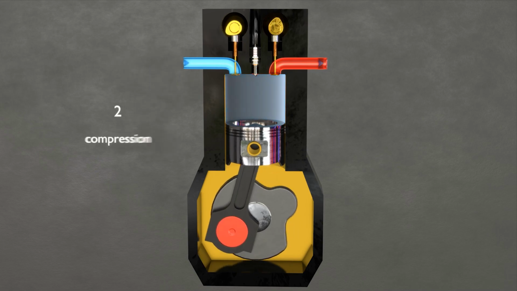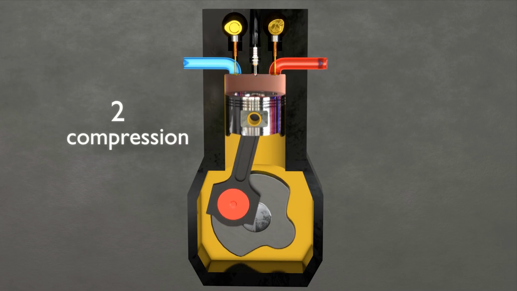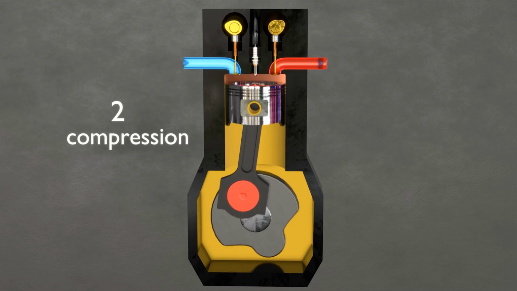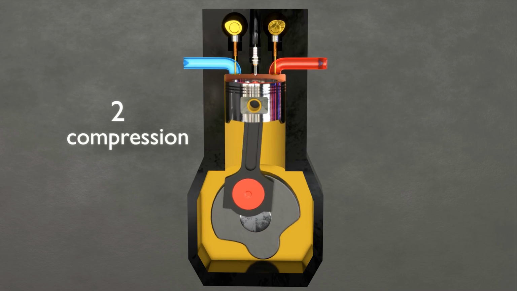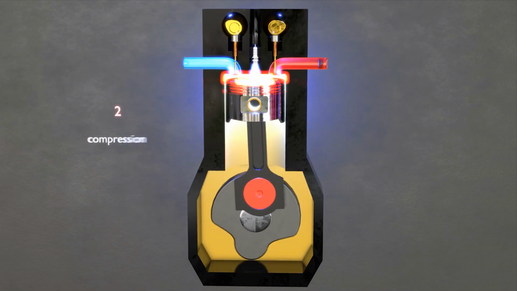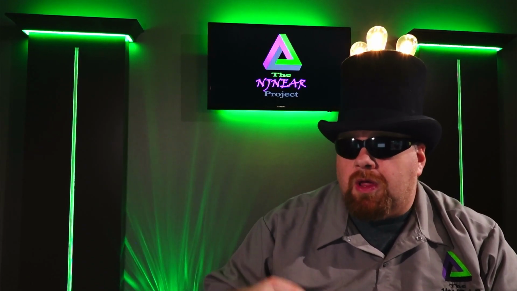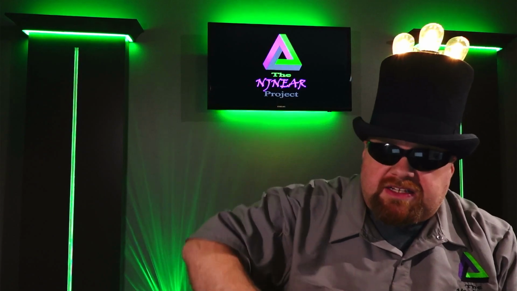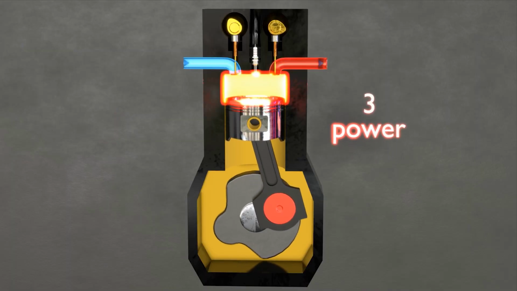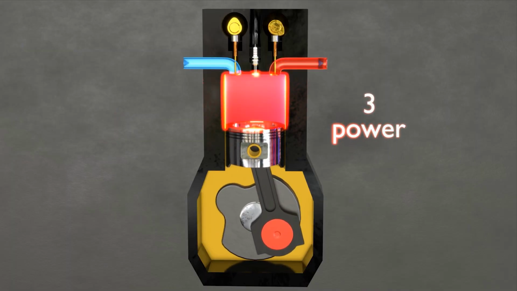The second stroke begins when the piston begins to rise with both valves closed, compressing the air-fuel mixture. When the piston gets right to the top of the cylinder, an electric current passes through the spark plug, causing a spark that ignites that air-fuel mixture under a whole lot of pressure. This ignition causes a small explosion, and the rapid expansion of all that burning air and fuel forces the piston back down in the cylinder, and this is called the power stroke, where all the rotational energy comes from.